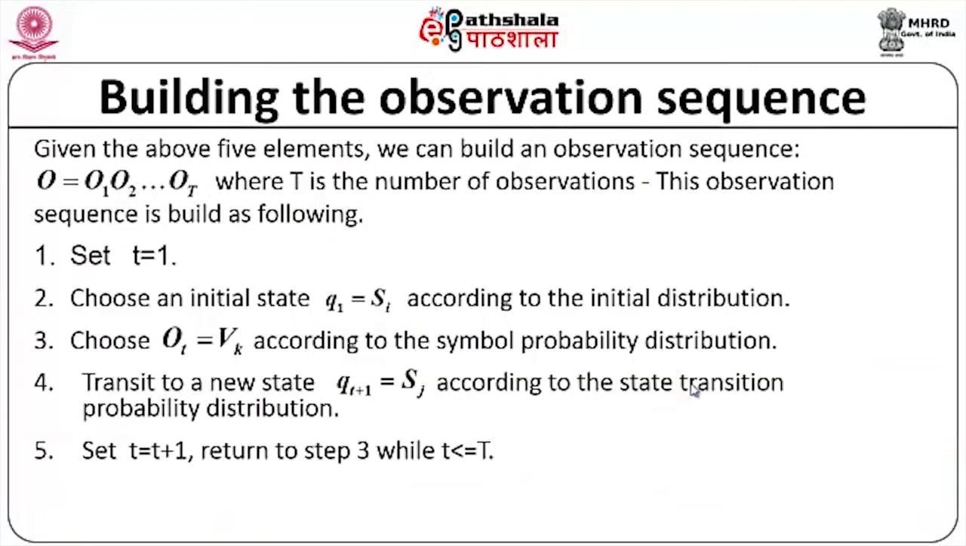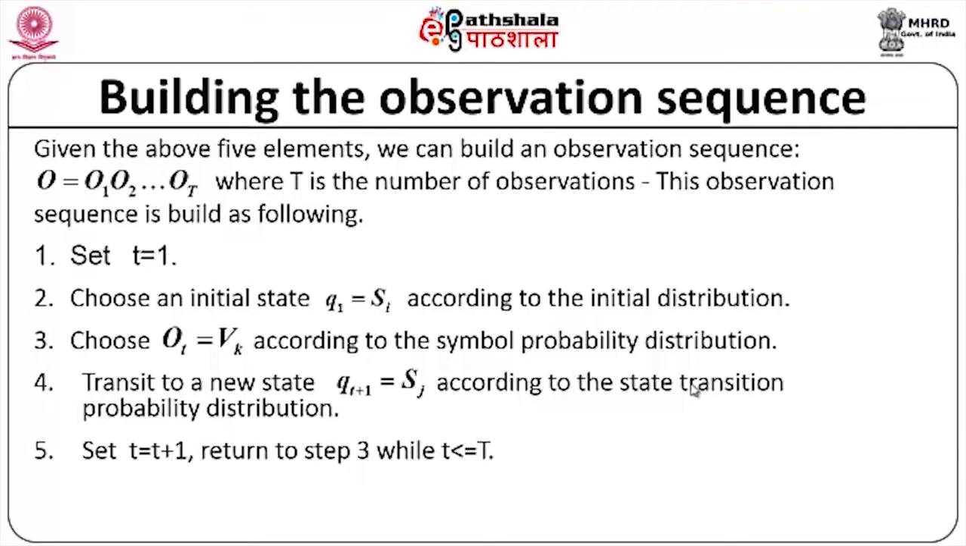Okay. Now, before we go into that, let us see how an observation sequence can be built. Given the above 5 elements, we can build the observation sequence O is equal to O1, O2 to OT, where T is the number of observations. This observation sequence is built as follows. You set the time t is equal to 1, choose an initial state q1 is equal to Si according to the initial probability distribution. Then choose Ot is equal to Vk according to the symbol probability distribution. Okay. According to the symbol probability means what is the probability that at that state Si, this particular symbol comes.